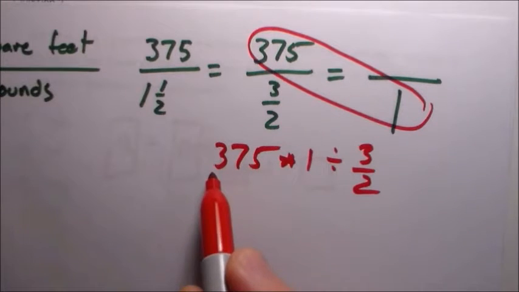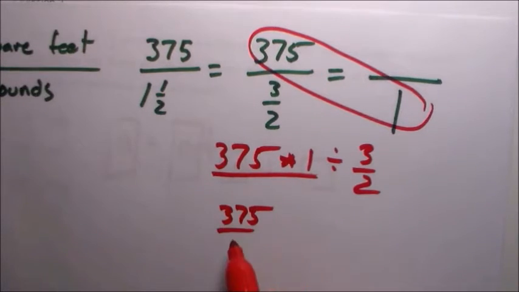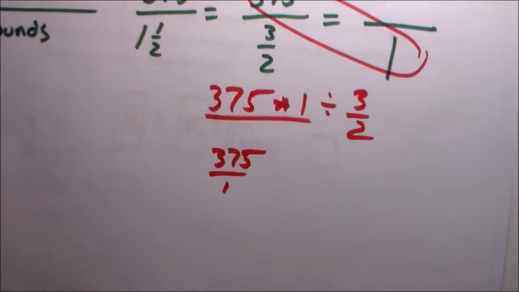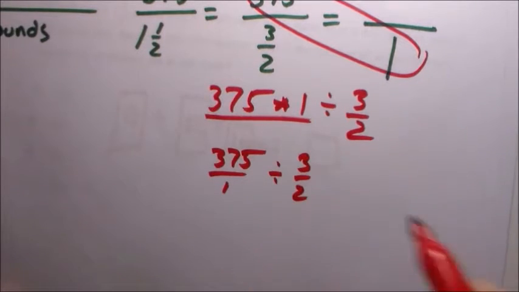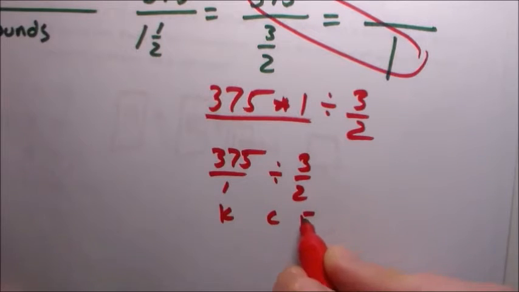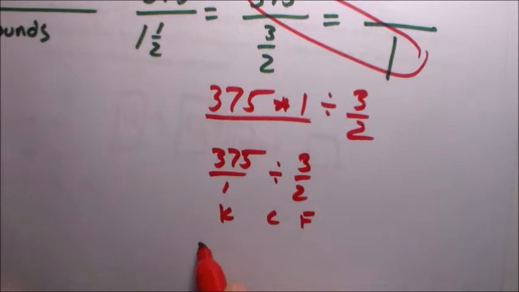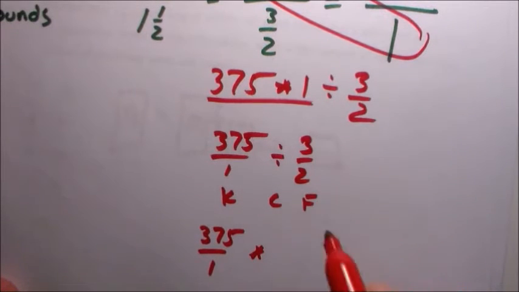Well, 375 times 1 is just 375, and you can think of that as 375 over 1, because any number divided by 1 is that same number. And then we're going to have that divided by 3 halves. How do we divide by a fraction? We're going to keep, change, flip. So we're going to keep this as 375 over 1, change division to multiplication, and flip 3 halves to 2/3.